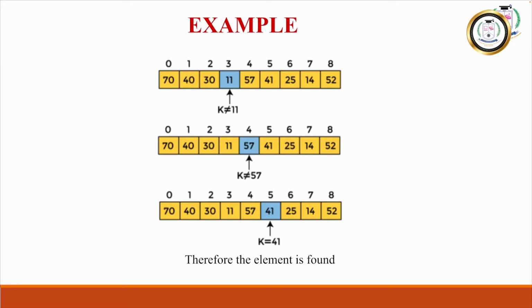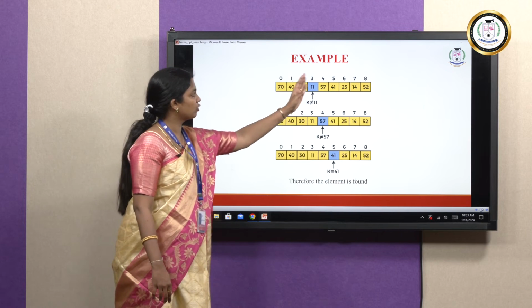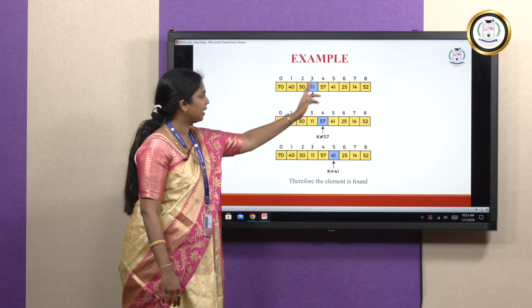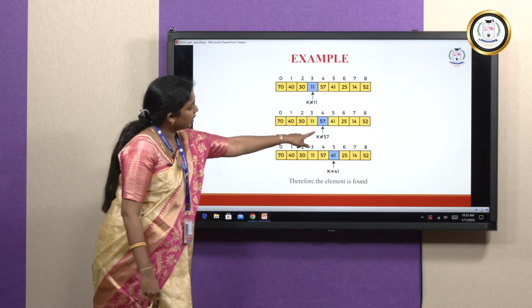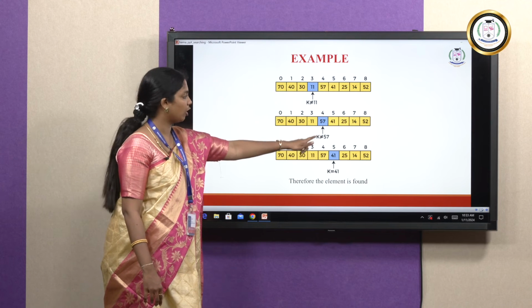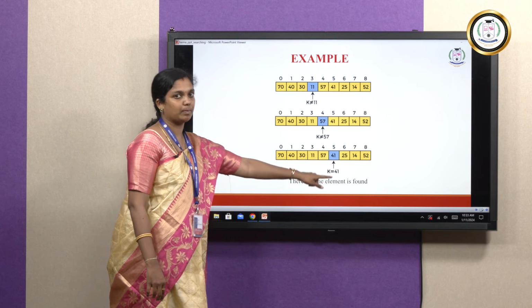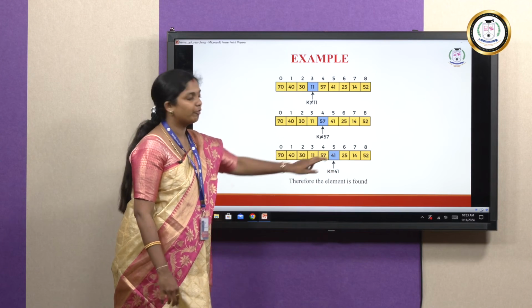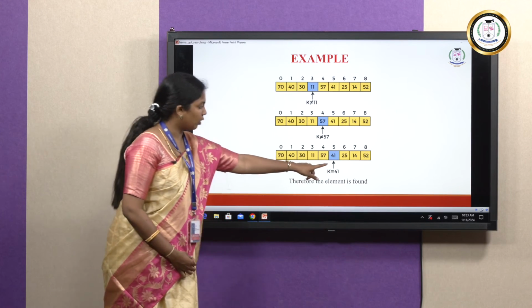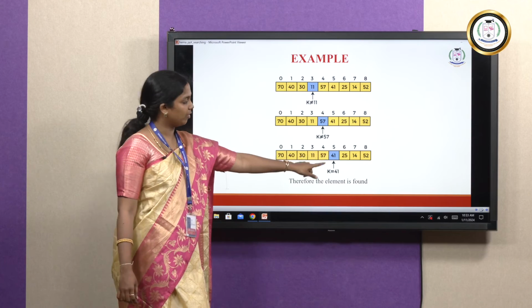The next element is 11. 11 is not equal to 41. So again the iteration goes to the next element in the array, which is 57. 57 is also not equal to 41. So we compare the next element in the array. Now 41 is equal to 41. So the target element is matched and found. We return the index of that element. The index of 41 is 5.